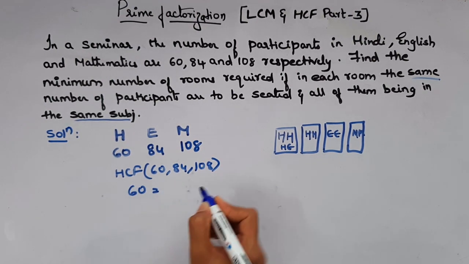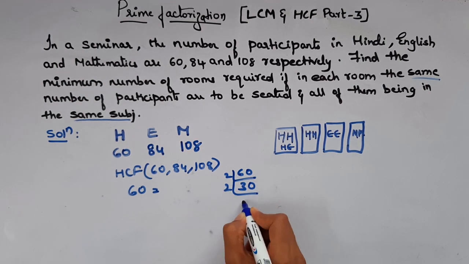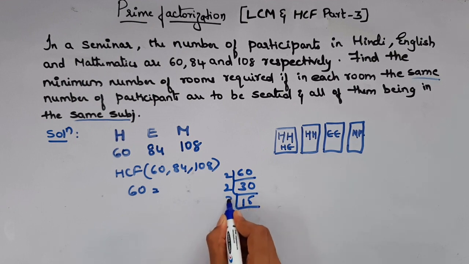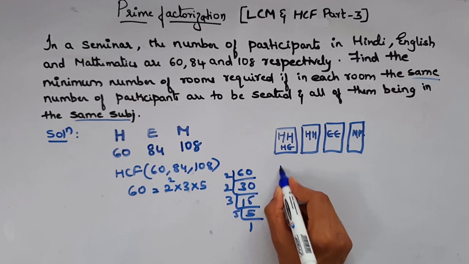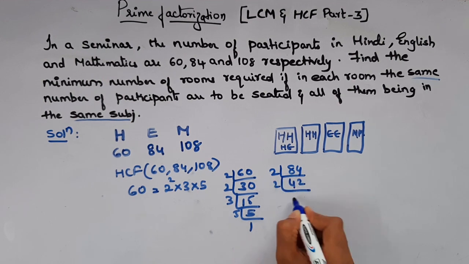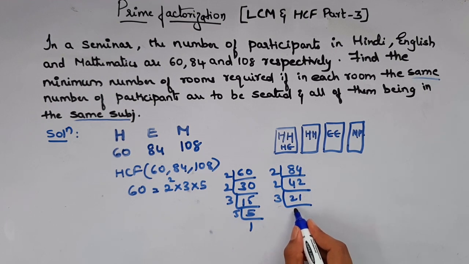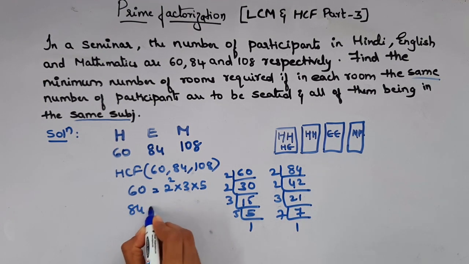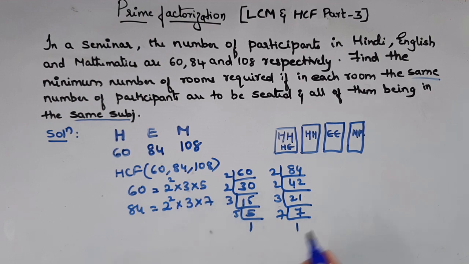So 60 can be written by prime factorization. 2 3s are 6, 0, 2 1s are 2, 2 5s are 10, so 3 5s are 15 and 5 1s are 5. So this is 2 power 2 into 3 into 5. Similarly for 84, 2 4s are 8, 2 2s are 4, 2 2s are 4, 2 1s are 2. So 3 7s are 21, 7 1s are 7.